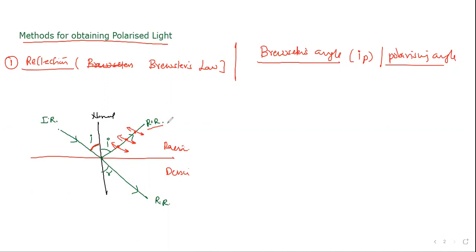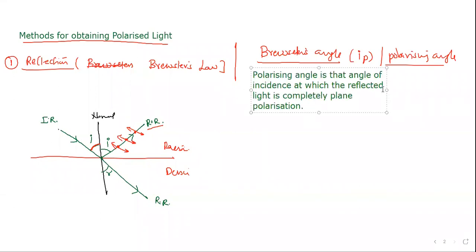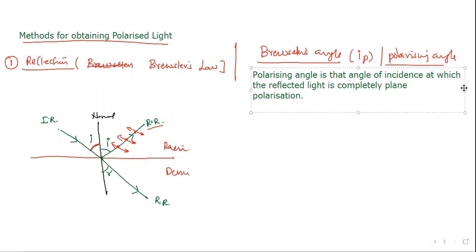Your reflected ray is fully polarized. Let me write a few words here. So what is your Brewster's angle or polarizing angle? This is the angle at which the reflected light is fully polarized. Polarizing angle or Brewster's angle is the angle of incidence at which your reflected light is completely plane polarized.